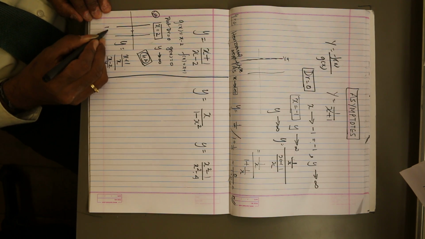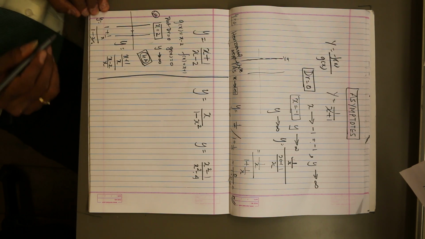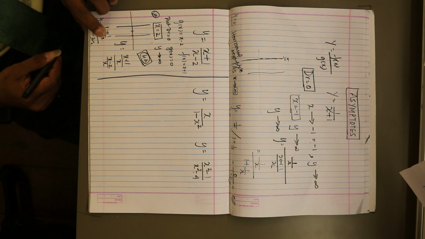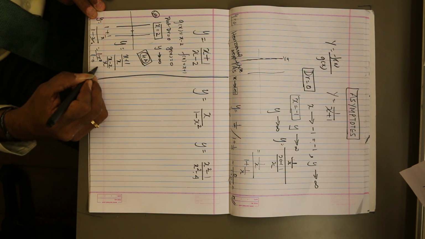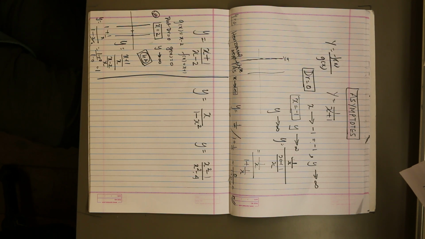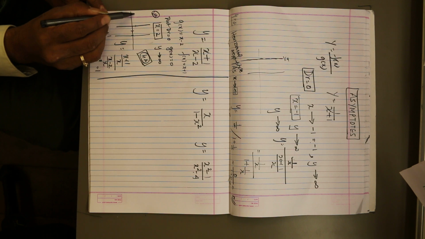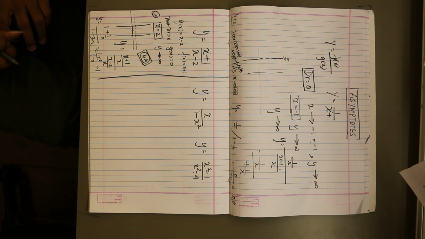What happens here? y equals 1 plus 1 by x upon 1 minus 2 by x. When x tends to infinity, 1 by infinity is 0, 2 by infinity is 0, so it becomes 1 plus 0 upon 1 minus 0, which becomes 1. So my horizontal asymptote is the line y equals 1. When x tends to infinity, y equals 1. So I have defined y equals 1 as the horizontal asymptote and x equals 2 as the vertical asymptote.